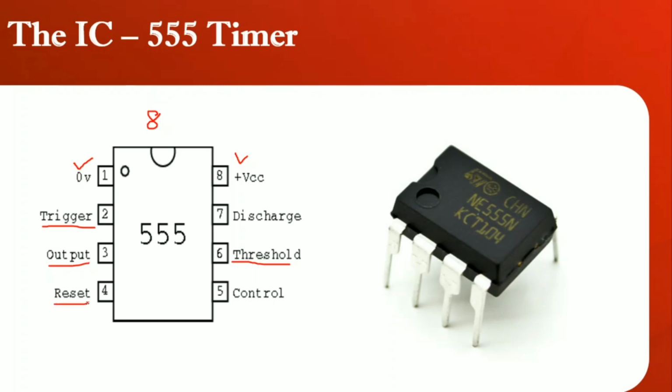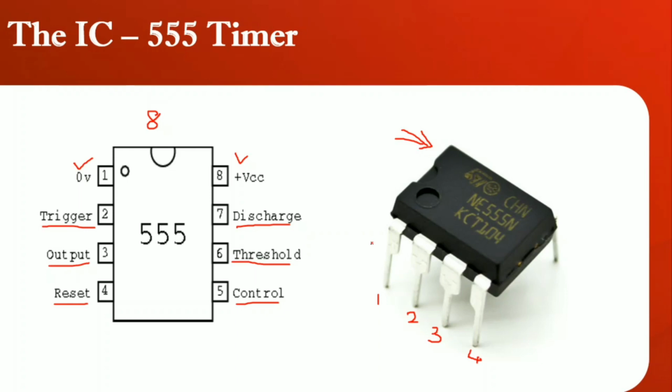Pin number 4 is to reset. If you want to reset the complete system, you use pin number 4. Pin 5 is the control pin. Pin 7 is the discharge pin, so this is where the capacitor discharges. Look at this, this is the physical structure of the 555 timer IC. It has 8 pins: pin number 1, 2, 3, 4, and it goes on 5, 6, 7, 8. Totally it has 8 pins.